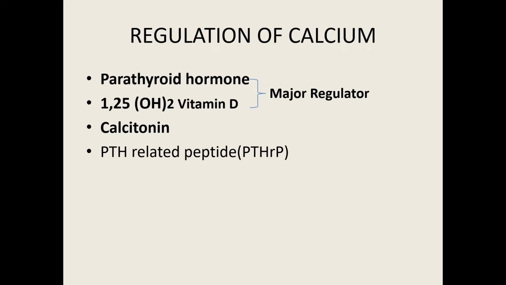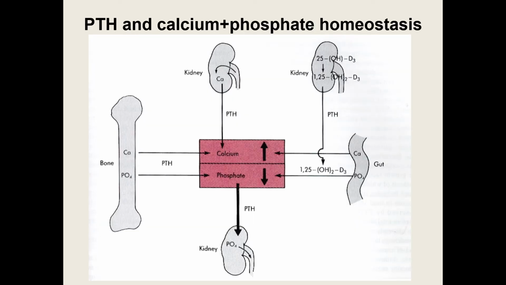Calcium is regulated mainly by three hormones: parathyroid hormone, vitamin D, and calcitonin, and also by the parathyroid hormone-related peptide in malignant cases. Now coming to homeostasis. Parathyroid hormone acts on the bone to cause resorption, so calcium will be released into the blood, so there is an increase in the calcium. In the kidney, it will reabsorb calcium in the distal convoluted tubule, leading to a further increase in the calcium level in the blood. And in the kidney, it will promote the excretion of phosphate.